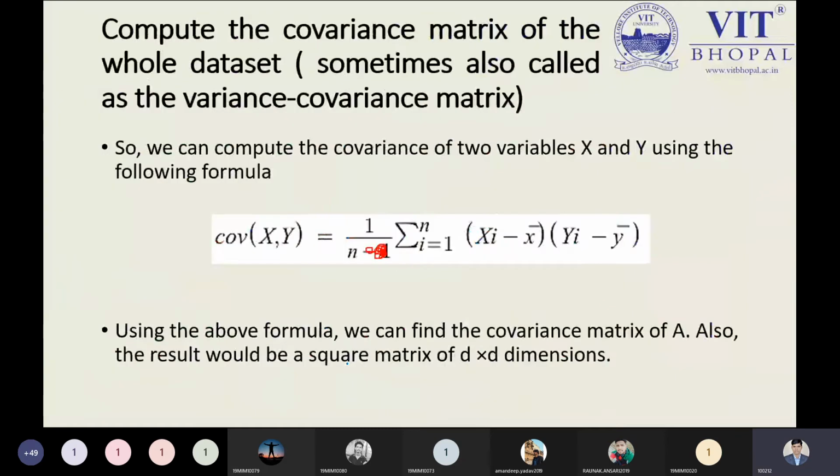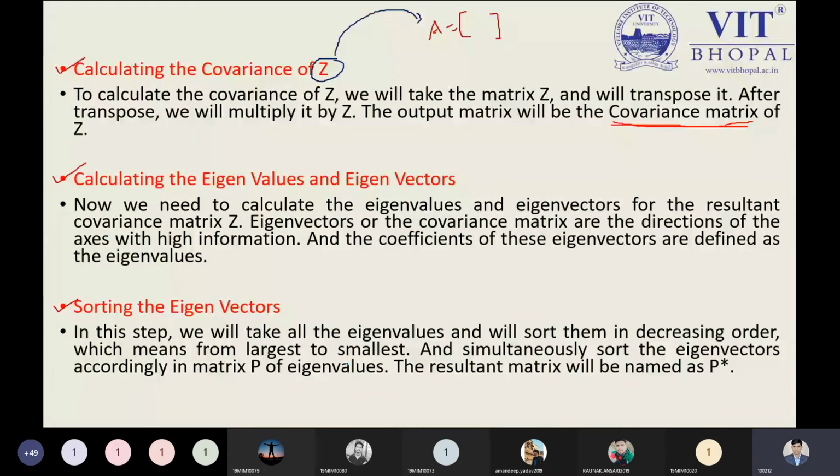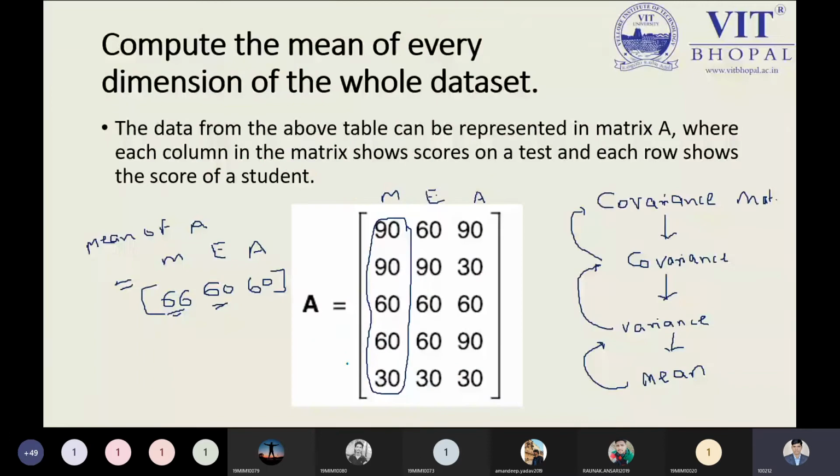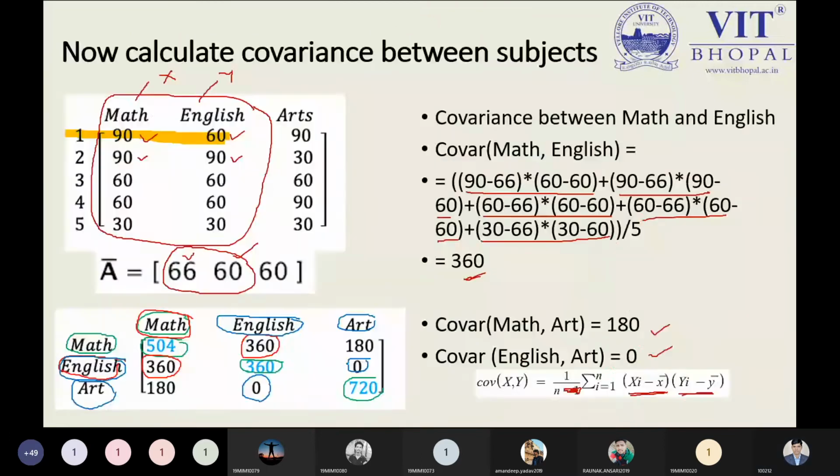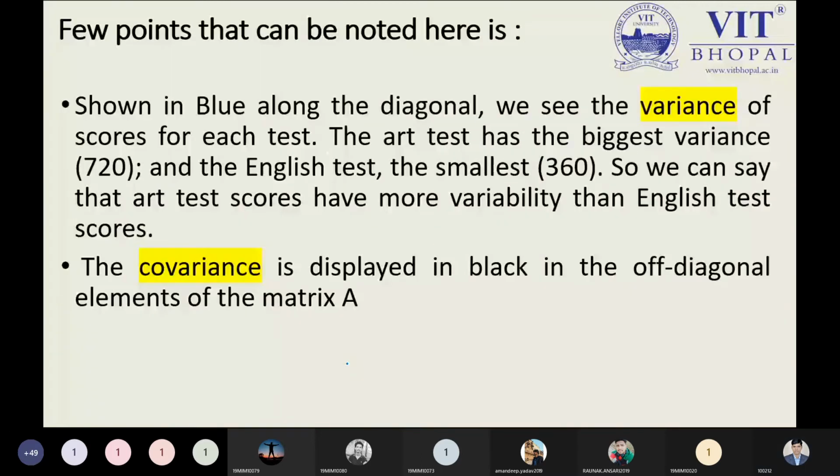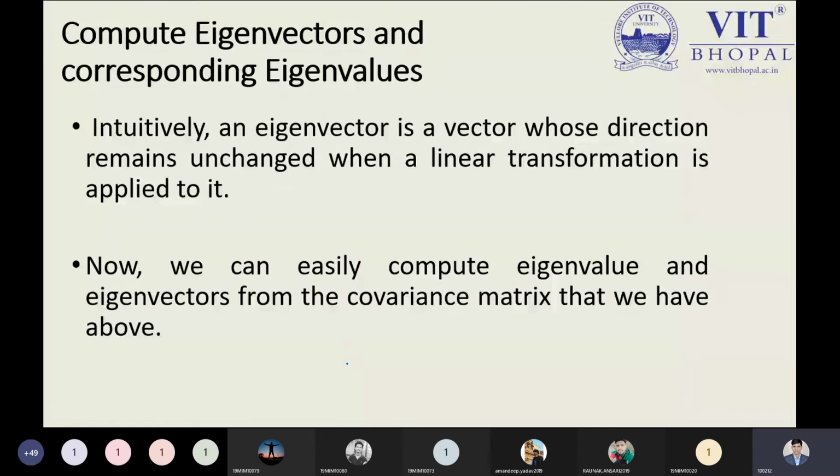Now let us move to our algorithm part once again. After calculating the covariance matrix of our data, what is the next step? Calculating the eigenvalues and eigenvectors. Am I right? So let us start this part right now. Let us understand the next step of our algorithm. So it's time to compute the eigenvectors and eigenvalues.